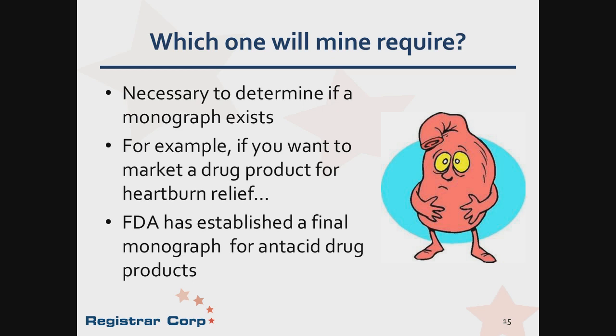So you'll want to determine which one yours will require. So it's necessary to determine if a monograph exists first and foremost. So for example, if you have a drug product for heartburn, FDA has established a final monograph for antacid drug products, which covers this particular intended use. So that's a good thing.